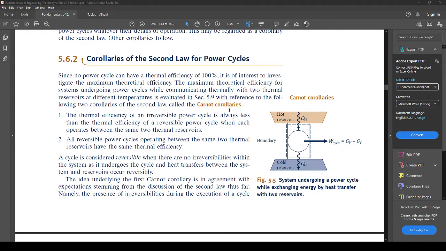And then it says, these are the two corollaries. The thermal efficiency of an irreversible power cycle is always less than the thermal efficiency of a reversible power cycle when each operates between the same two thermal reservoirs. All reversible power cycles operating between the same two thermal reservoirs have the same thermal efficiency. So what that means is that if you have an irreversible cycle, something that has inefficiencies, it cannot have higher efficiency than the reversible cycle, the perfect cycle. And all reversible power cycles operating between the same two reservoirs have the same efficiency.